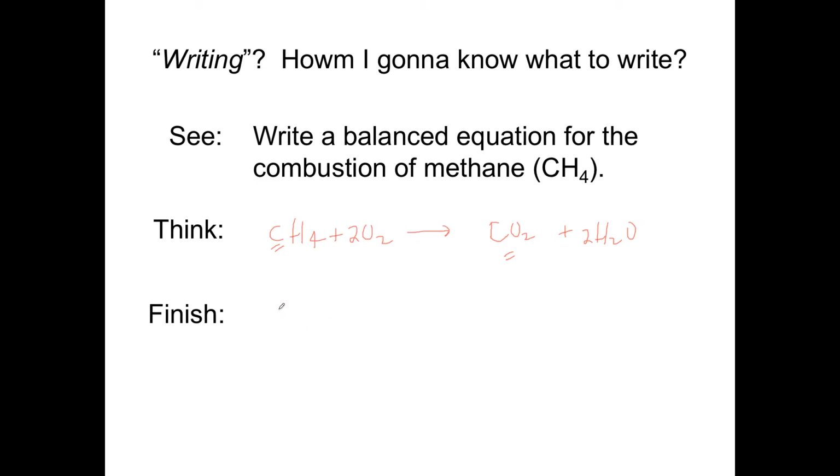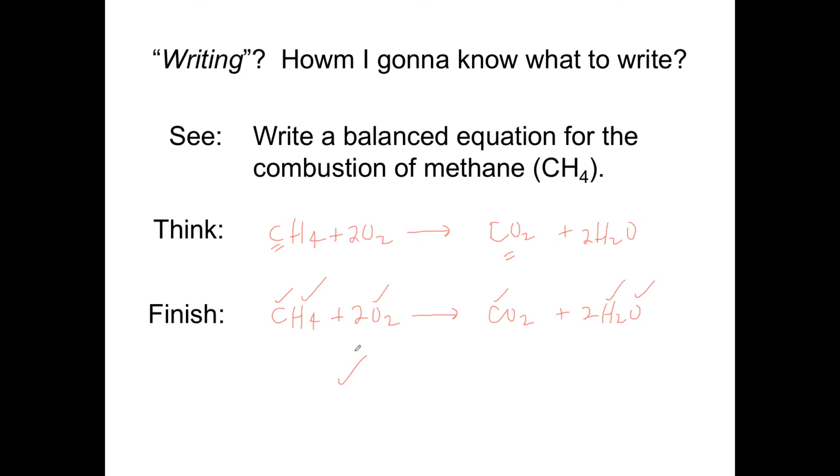Good thing I made that mistake. It's a good thing I accidentally advanced that slide, because I would have made that mistake. I might have caught it. Who knows? CO2 plus 2H2O. I realize that's the same answer I got up here. Let's just check it finally, okay? Carbon is 1 and 1. Hydrogen is 4 and 4. And oxygen is 4: 2 oxygens over here and 2 here, so 4 and 4. Okay, so that's good.